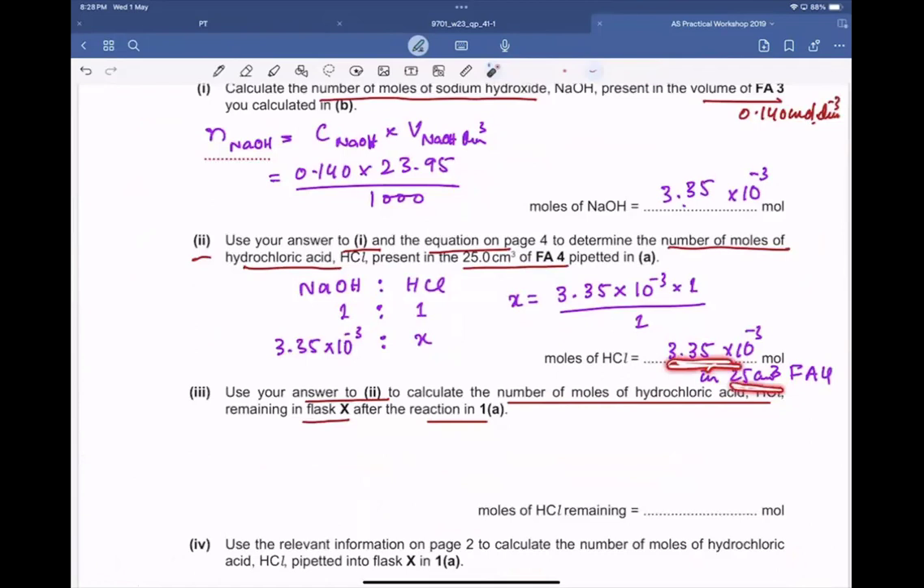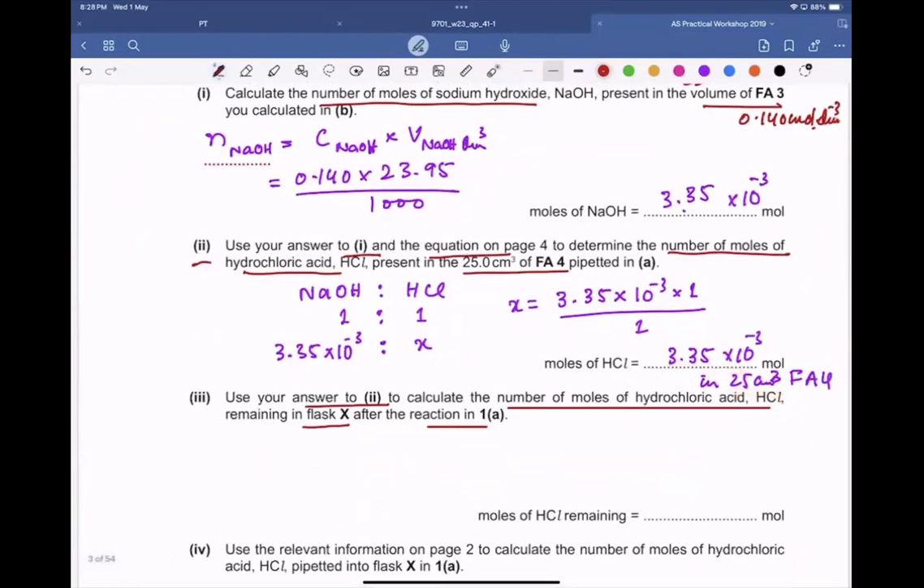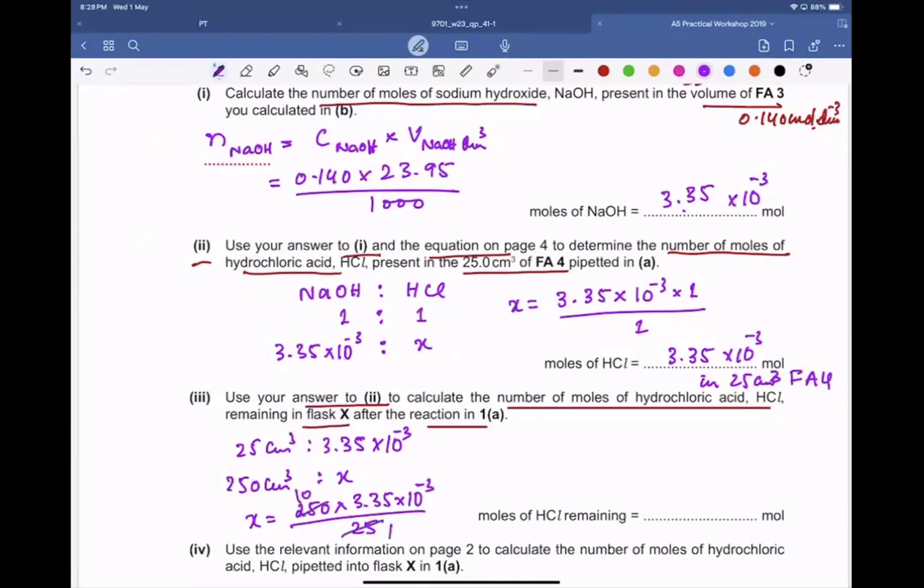We know these moles are in the 25 centimeter cube. So 25 centimeter cube has 3.35 exponent minus 3 moles. And in 250 centimeter cube, the number of moles would be X. So if you calculate the X over here, X is equal to 250 times 3.35 exponent minus 3 divided by 25. So if you solve it, you are going to get 3.35 exponent minus 2. Is this clear?